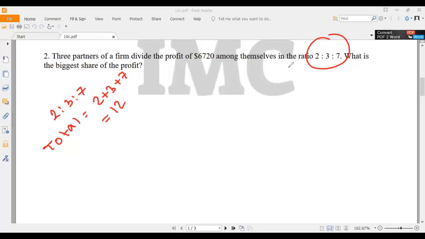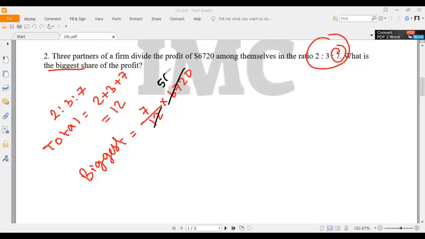Then we can easily say that this 7 is the biggest share because the question says what is the biggest share of the profit. So from 2, 3 and 7, 7 part will be the biggest share. So biggest share will be 7 divided by 12 multiplied by 6,720. Now we need to cancel this one and this one. 12 5s are 60. We have 7. 12 6s are 72 and 0. Now 7 0 0. 7 6s are 42. We have 4. 7 5s are 35 plus 4, 39. 3920 will be the answer.